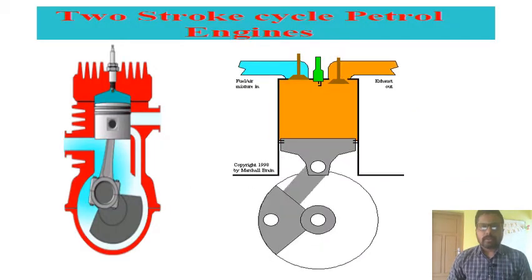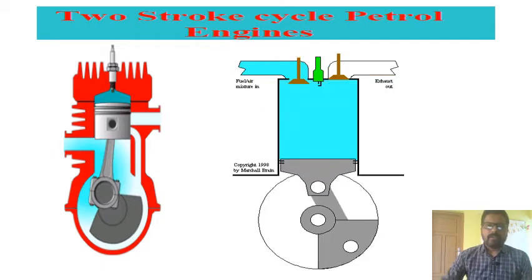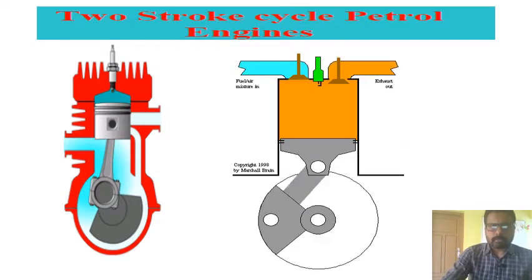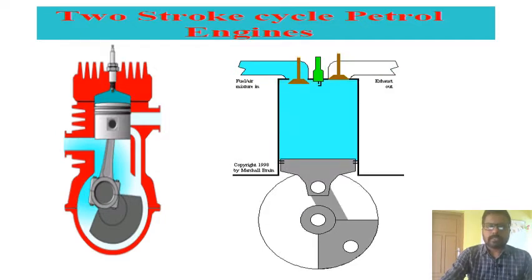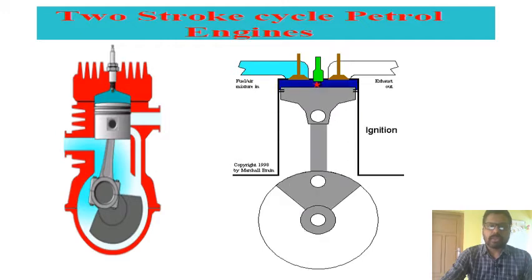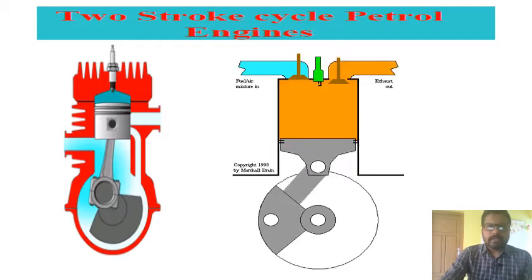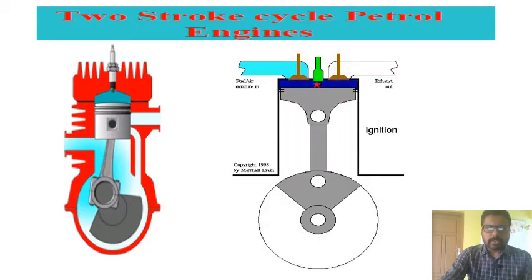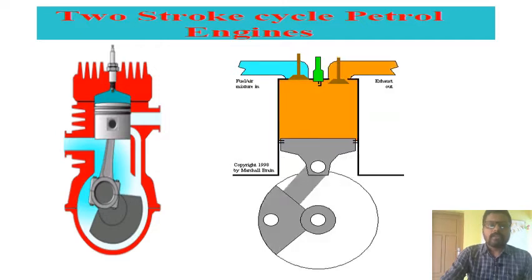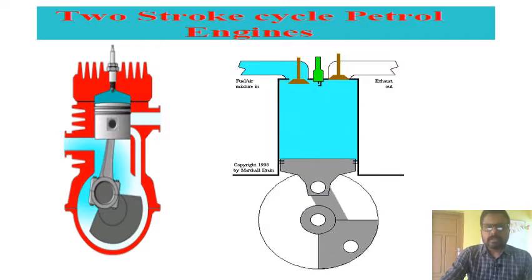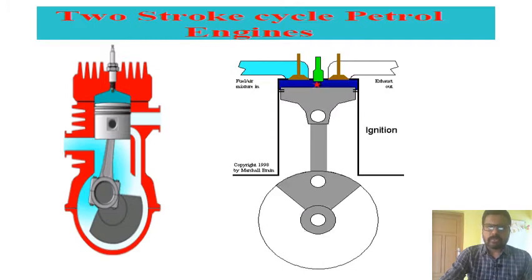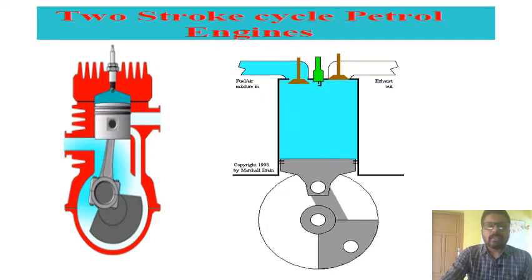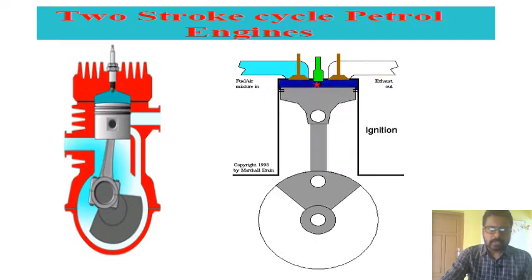2 stroke cycle petrol engines working. The figure shows the animated video of a 2 stroke cycle petrol engine. Here, this is the piston, this is the connecting rod and this is the crank, you can see that. When the charge is getting inside, we can see that the piston is coming down, and when the piston is moving upwards, the charge is going out.